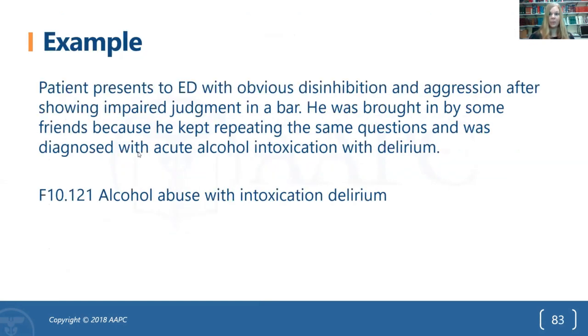For example, patient presents to the ED with obvious disinhibition and aggression after showing impaired judgment in a bar. He was brought in by some friends because he kept repeating the same question and was diagnosed with acute alcoholic intoxication with delirium. We would assign code F10.121 for alcohol abuse with intoxication delirium.